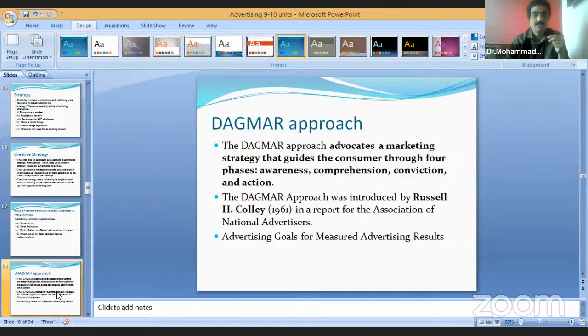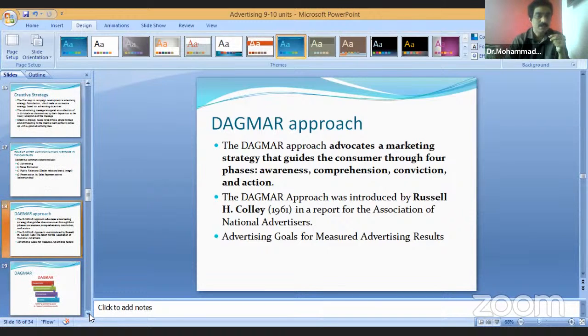It was introduced by Russell H. Colley in 1961 in a report for the Association of National Advertisers, on defining advertising goals for measured advertising results. So this is basically what the approach is. It generates awareness, which will enhance comprehension, conviction, and action. The final thing is to make the potential consumer purchase the product.